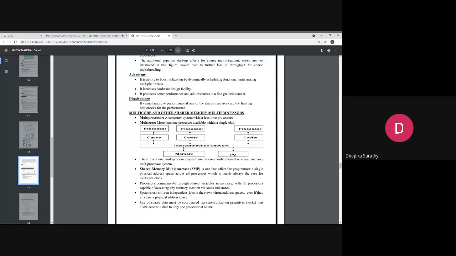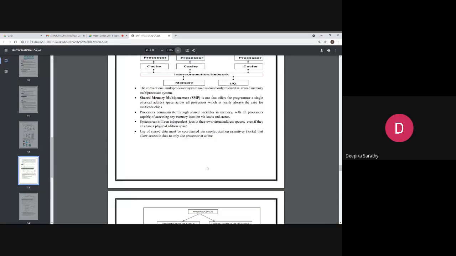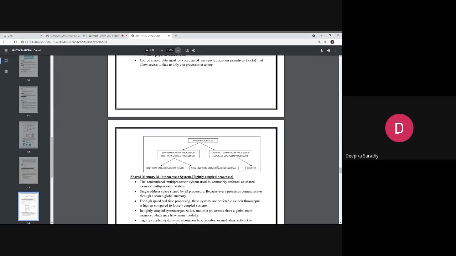Next, the use of shared data must be coordinated by synchronization primitives, such as locks, that allow access to the data by one processor at a time. The data given as input has to be synchronized properly, so that only one processor uses that particular data at a time. What is a multiprocessor? It is a shared memory processor.